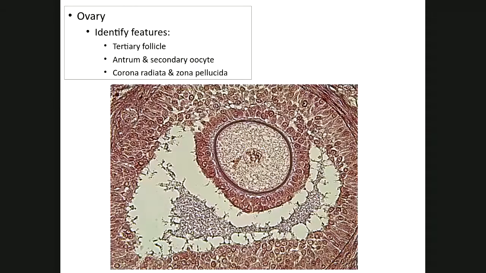And then finally, we have the ovary. What we're looking at, I've zoomed in on one specific section of the ovary, and we're looking at what's called a tertiary follicle. So this whole thing is a tertiary follicle, and this structure here in the center where you see this nucleus is the secondary oocyte. So the secondary oocyte is sort of suspended within this tertiary follicle, and in this tertiary follicle you have this antrum, which is here, which contains follicular fluid.